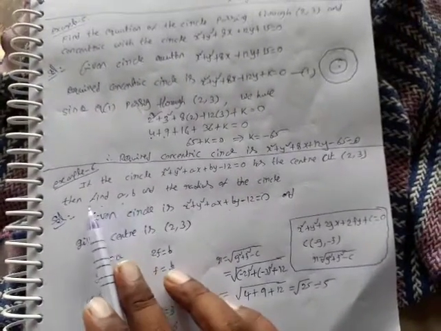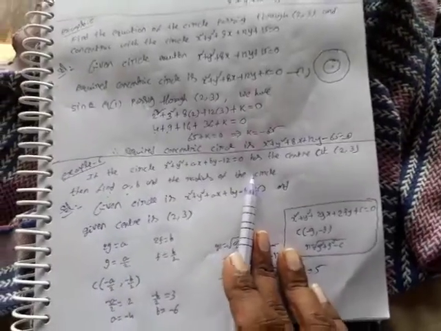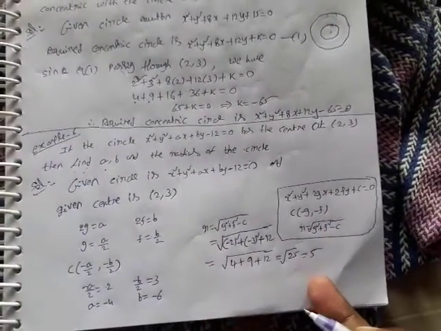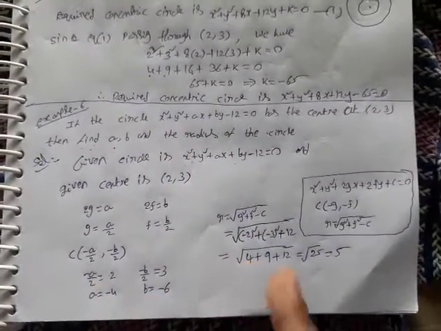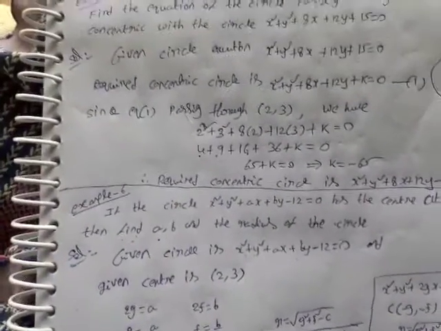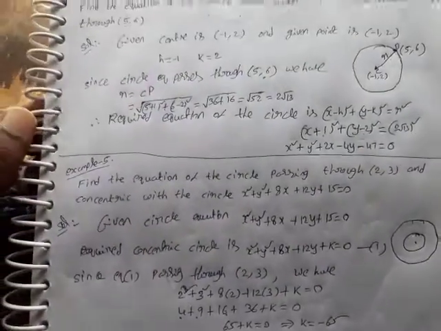So they ask to find only a comma b and the radius. They don't want the circle equation, so this is enough for the answer. Okay, write these answers.